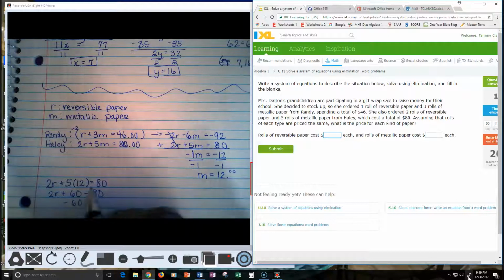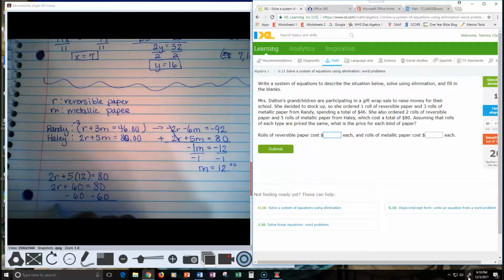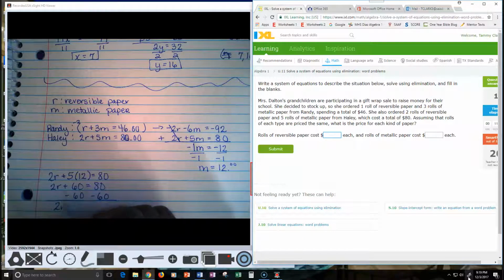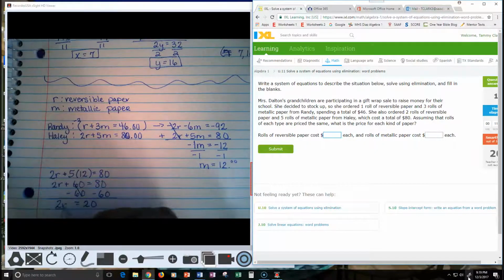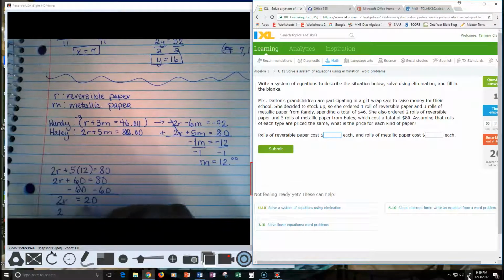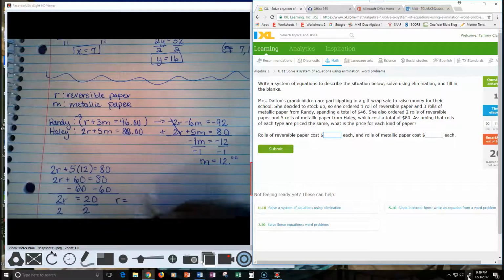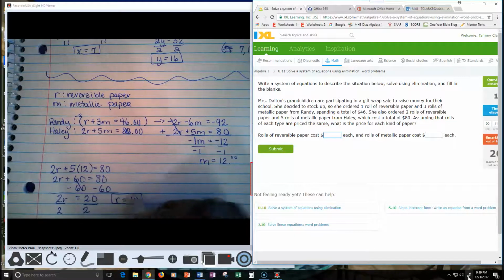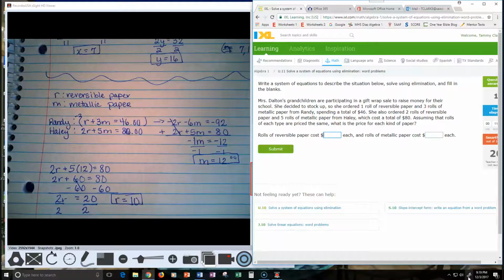Subtract 60 from both sides of the equation. So I have 2 rolls of reversible paper at whatever cost equal $20. Divide by 2 on both sides of the equal sign. R is equal to 10. So the cost of the reversible paper is 10. The cost of the metallic paper is 12.